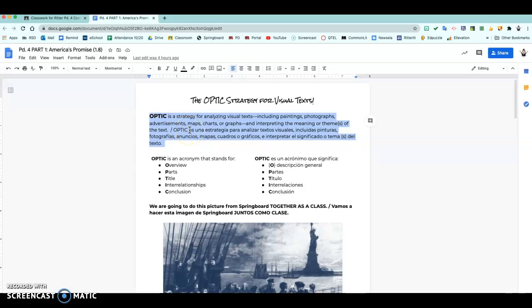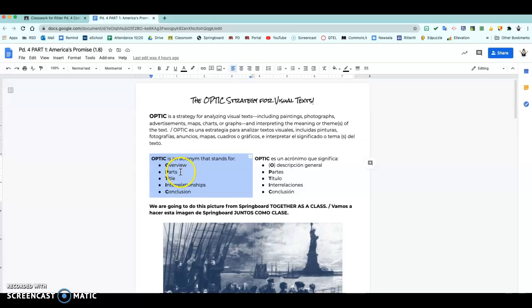So OPTIC is a strategy for analyzing visual text. That could be any kind of visual, including paintings, photographs, ads, maps, charts, graphs. The purpose is to interpret the meaning or theme of that visual text using this strategy. The word OPTIC is an acronym, and each letter stands for a part in the process of interpreting a visual text. The first one is overview, then parts, title, interrelationships, and conclusion.